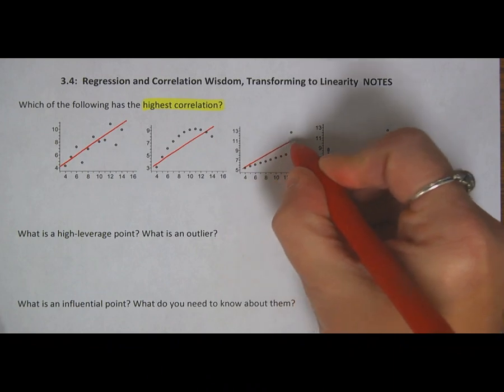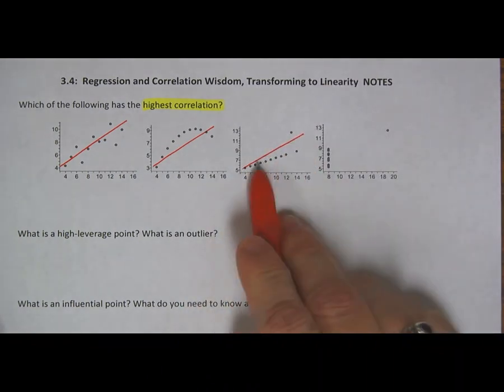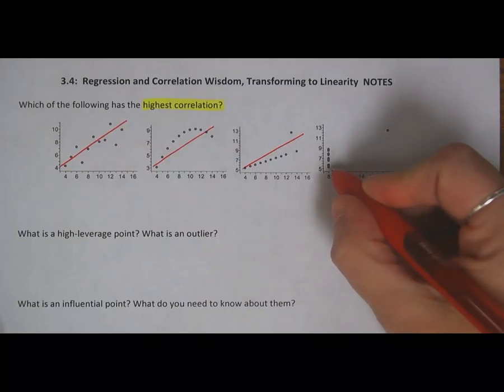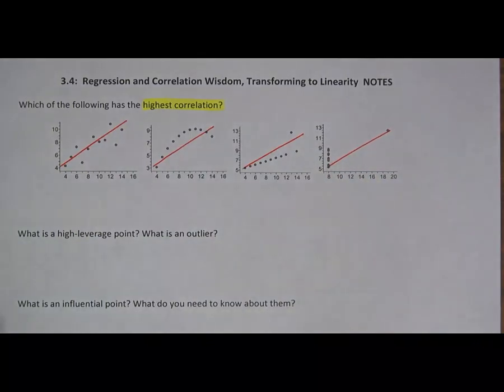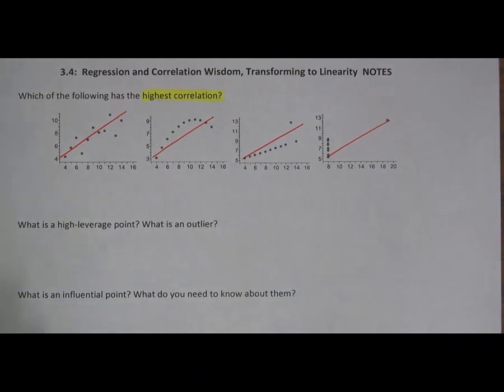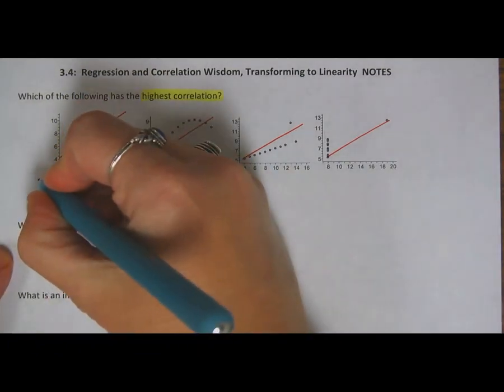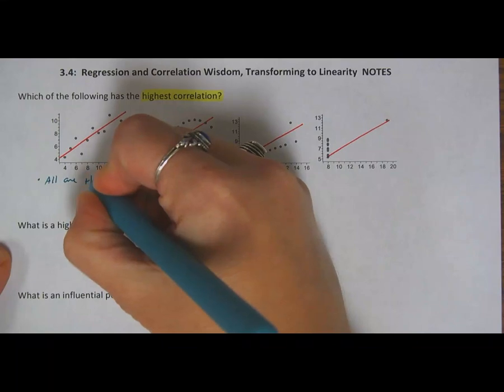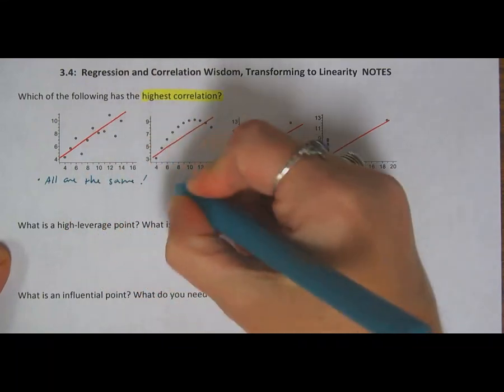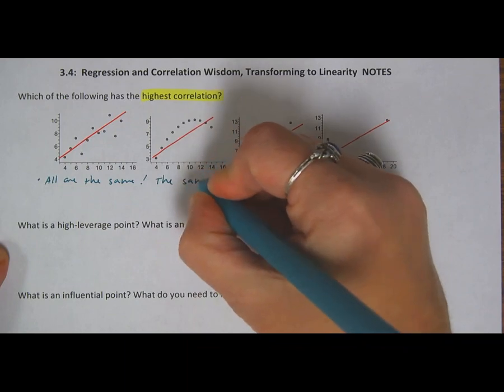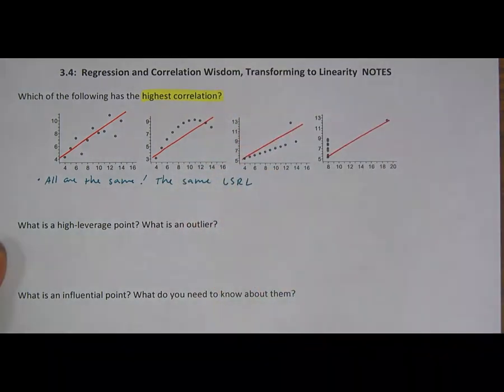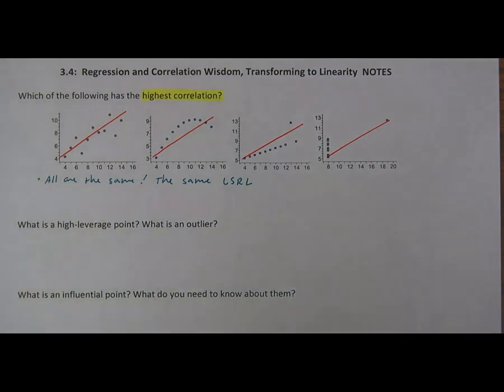Same here, because that outlier is going to change the correlation a little bit. And believe it or not, this one would also have the same correlation. This is on here just to remind you that correlation doesn't give you the whole story. So let's make a couple of notes. These actually all have the same R value. All are the same. They also all have the same least squares regression line equation. And I wish I had time to prove it to you in an exploratory way, but just take my word for it.